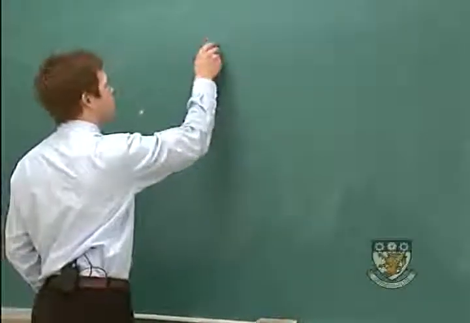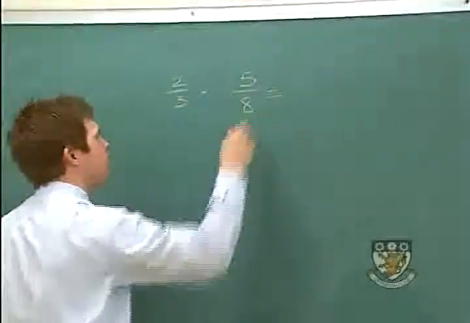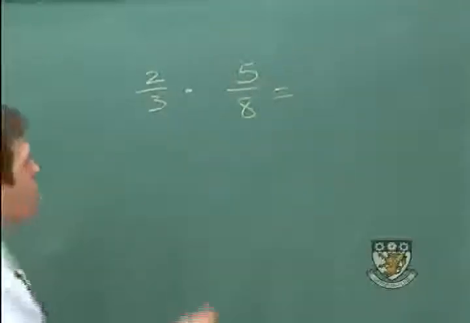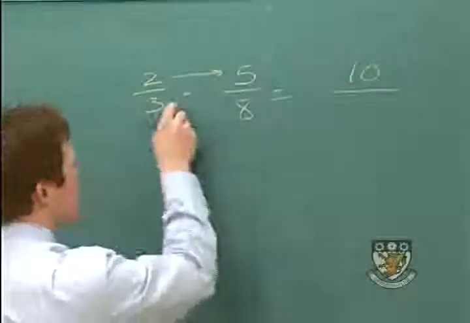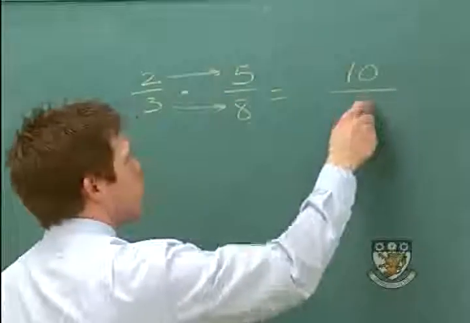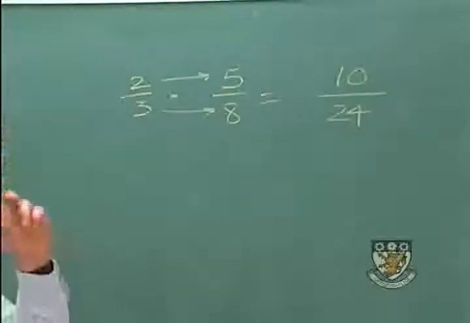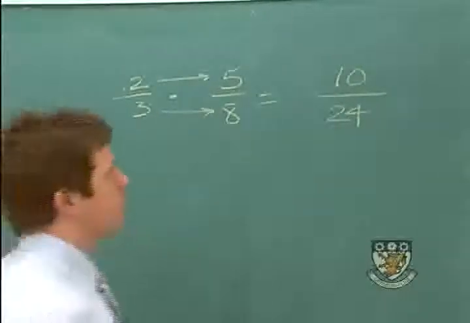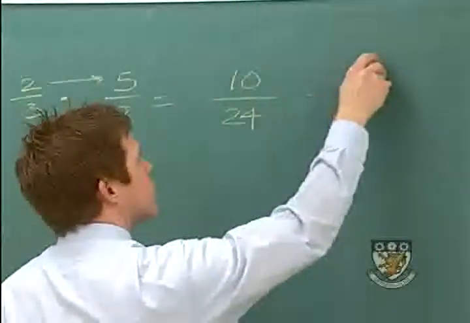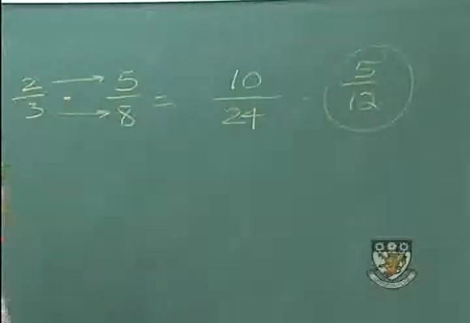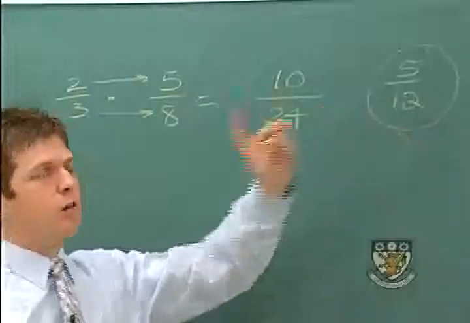So if I have 2/3 times 5/8, all I do is multiply 5 times 2, 10, and 3 times 8, 24. From there, I have to always check with fractions, always check to see if I can reduce. In this particular case, I can. 2 divides evenly into both, and I have an equivalent fraction of 5 over 12. So the product of 2/3 and 5/8 is actually 5/12.